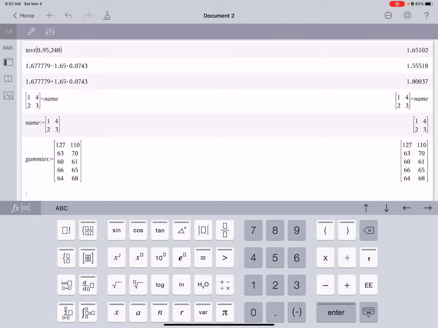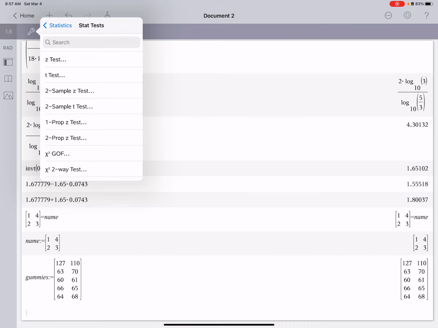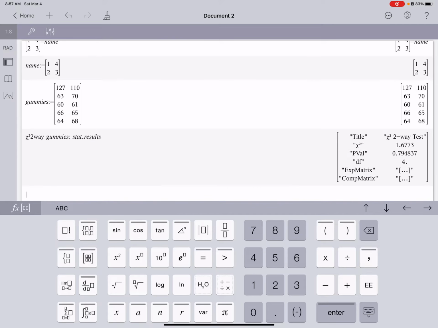Once your data is entered in the calculator, this particular matrix is saved as gummies. Okay, so now we're going to go ahead and run the test. Before I even do my hypothesis test, I'm going to do all my calculator competencies. So you're going to hit menu, and then you're going to do chi-squared two-way test, and then it's going to go gummies. Okay. And here's your test. That's your chi-squared value, and there's your p-value, and there's your degrees of freedom, which was 5 minus 1 times 2 minus 1.